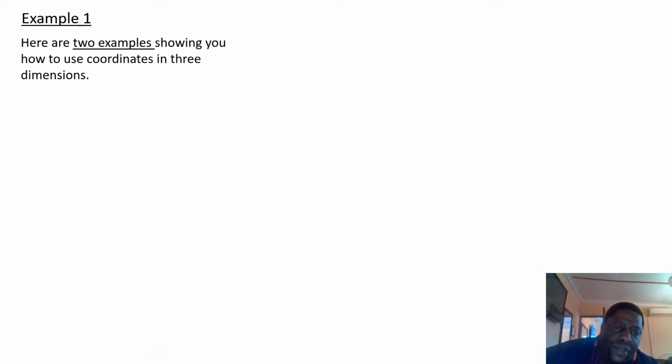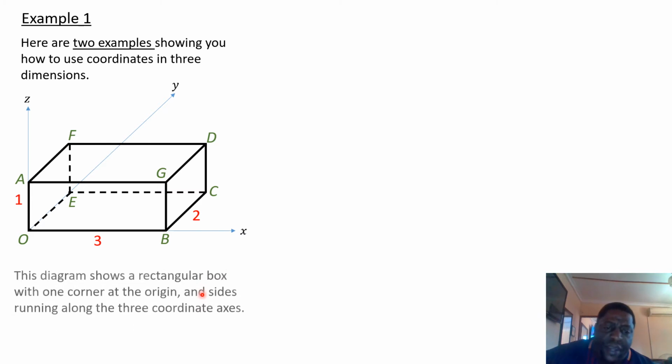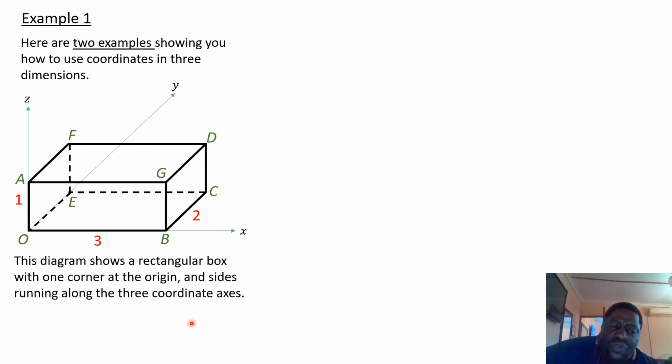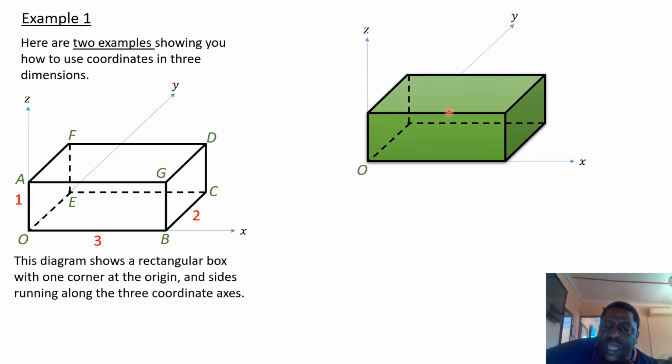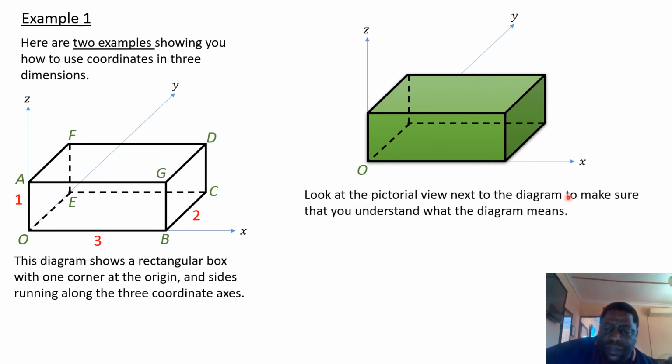All right, so let's look at an example. Here are two examples showing you how to use coordinates in 3 dimensions. So you've got the rectangular prism. You've got the dimensions as given, and the diagram shows it. So we need to find each vertex and write them in terms of the coordinates. I drew it here again so that you can see how the box will be. If you look at the diagram or the picture here, it gives you quite an understanding of what's going on. So A to O is 1 unit, O to B is 3 units, and BC is 2 units.